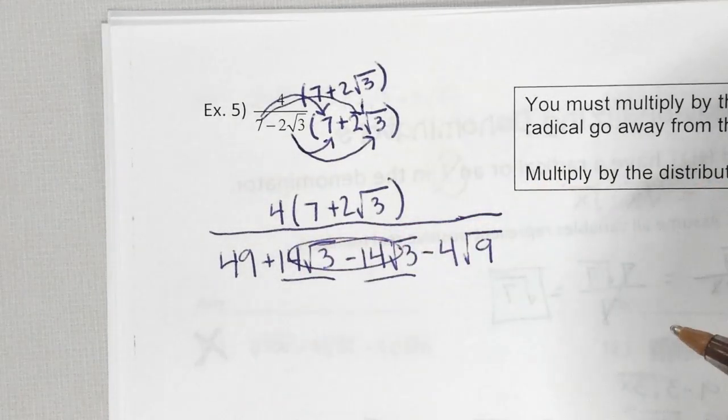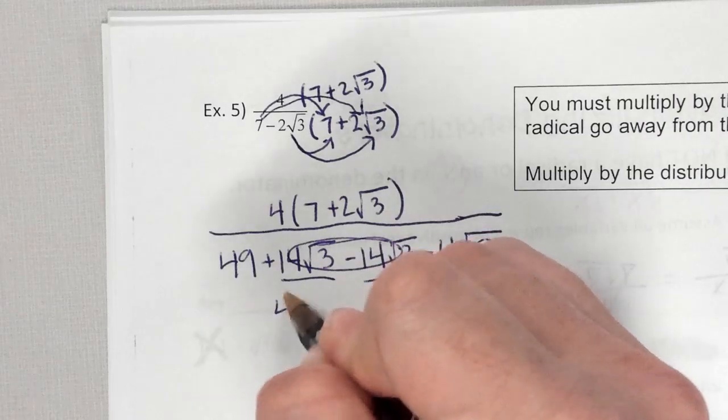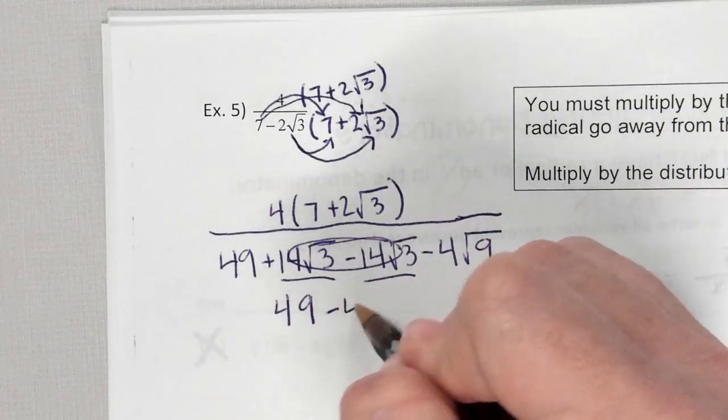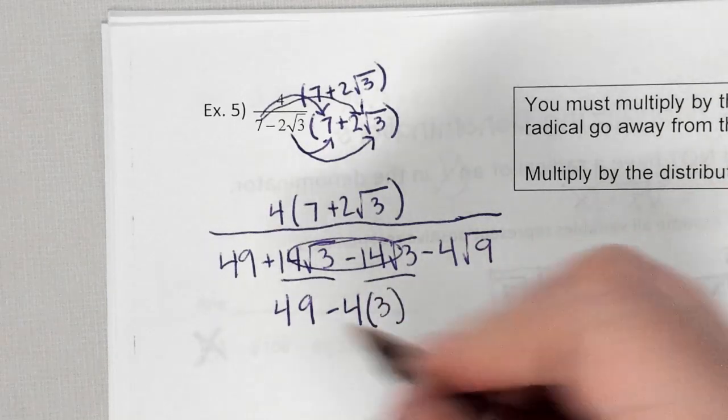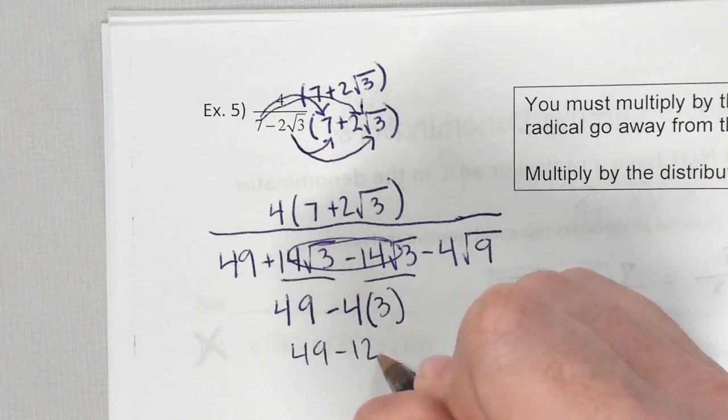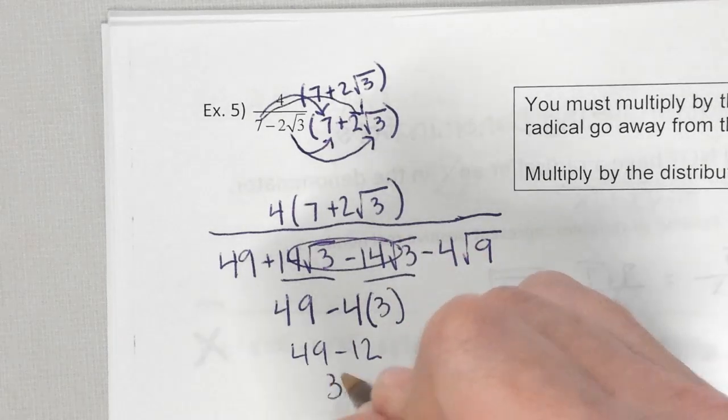And 9 is a perfect square. So there's 2 ways to do this. You can do it by hand. We have 49 minus 4. What is the square root of 9? 3. So then we have 49 minus 12. And if you type that in your calculator, you get 37.